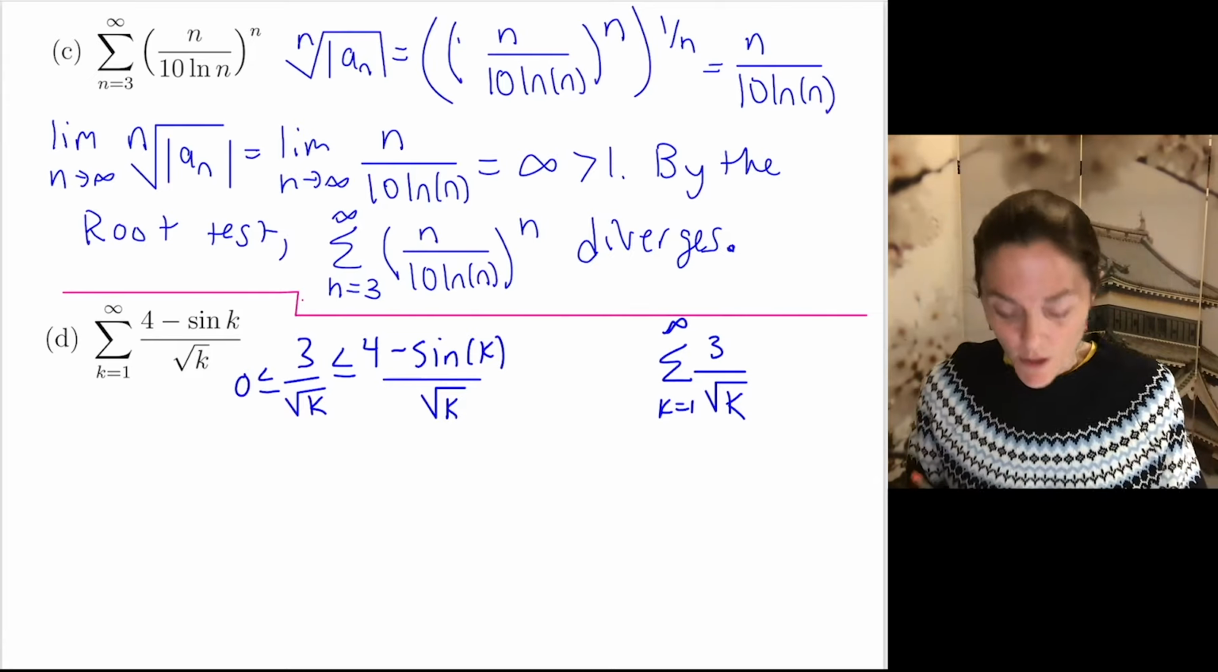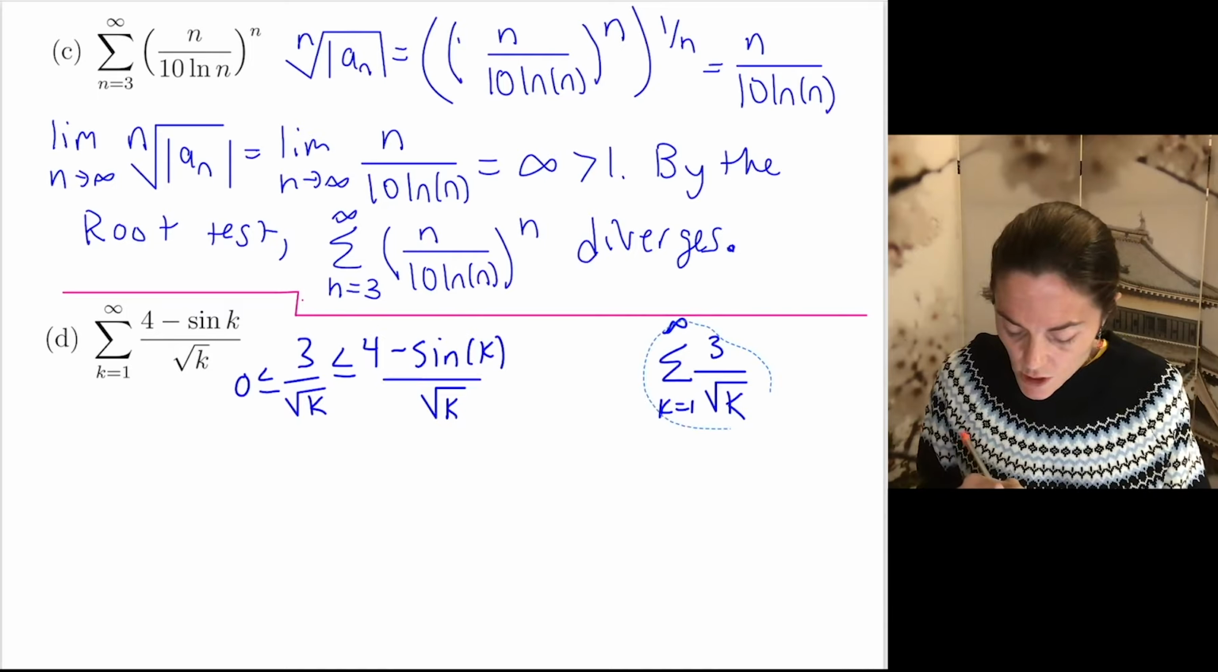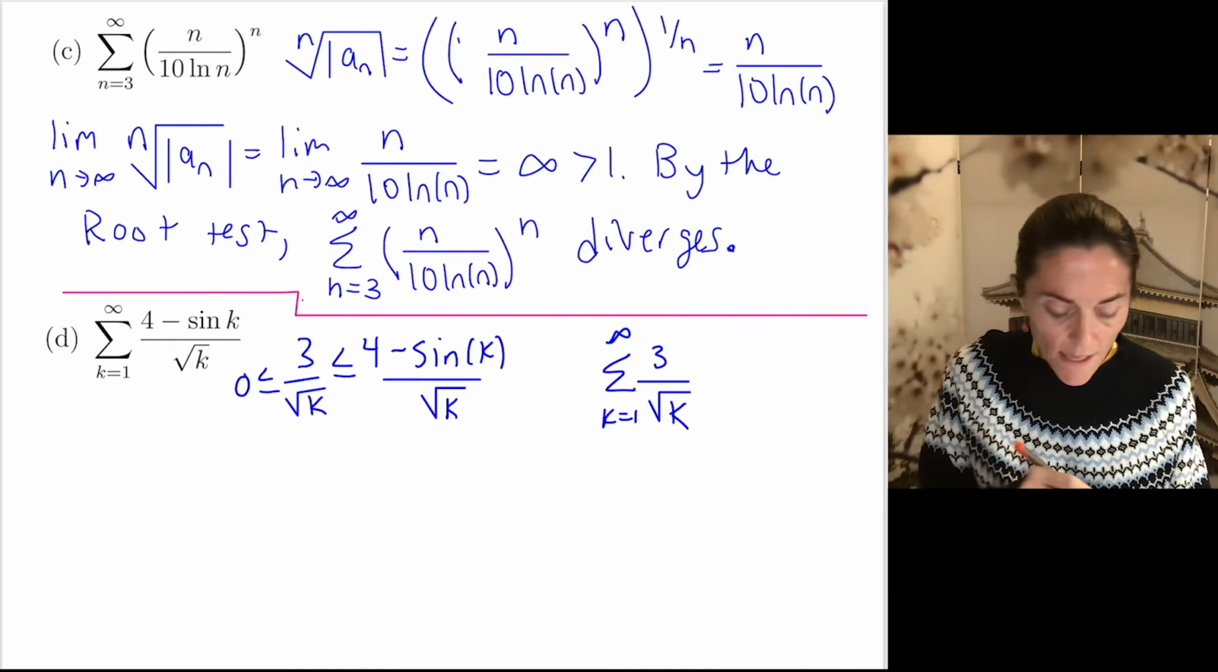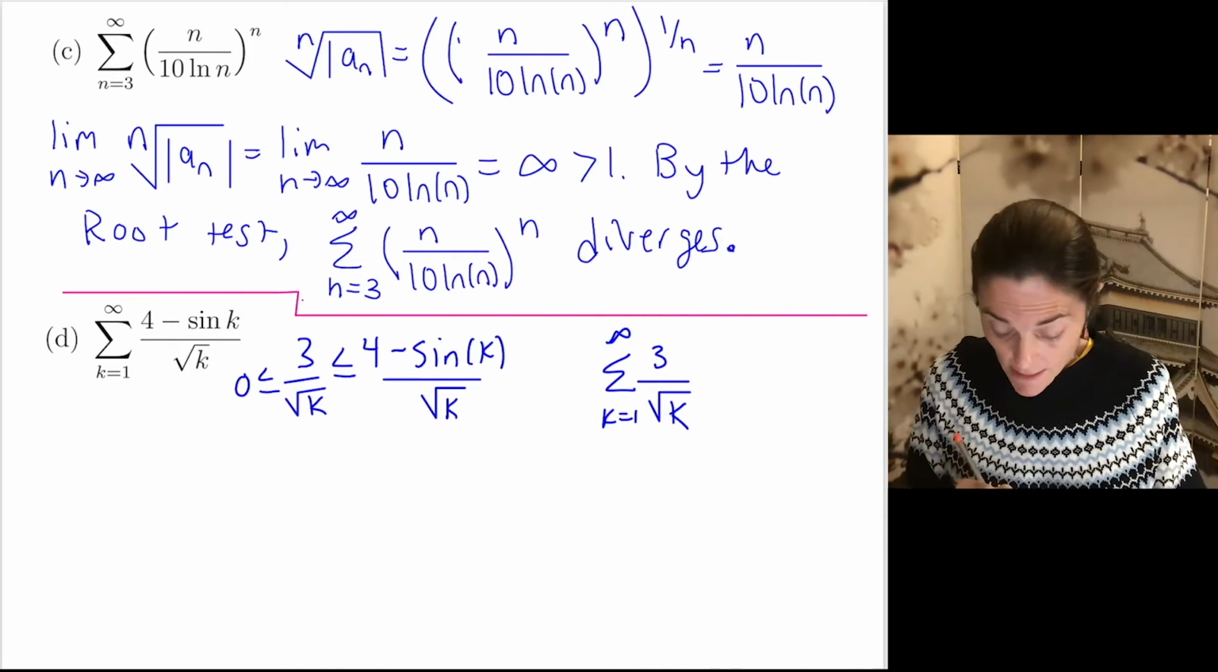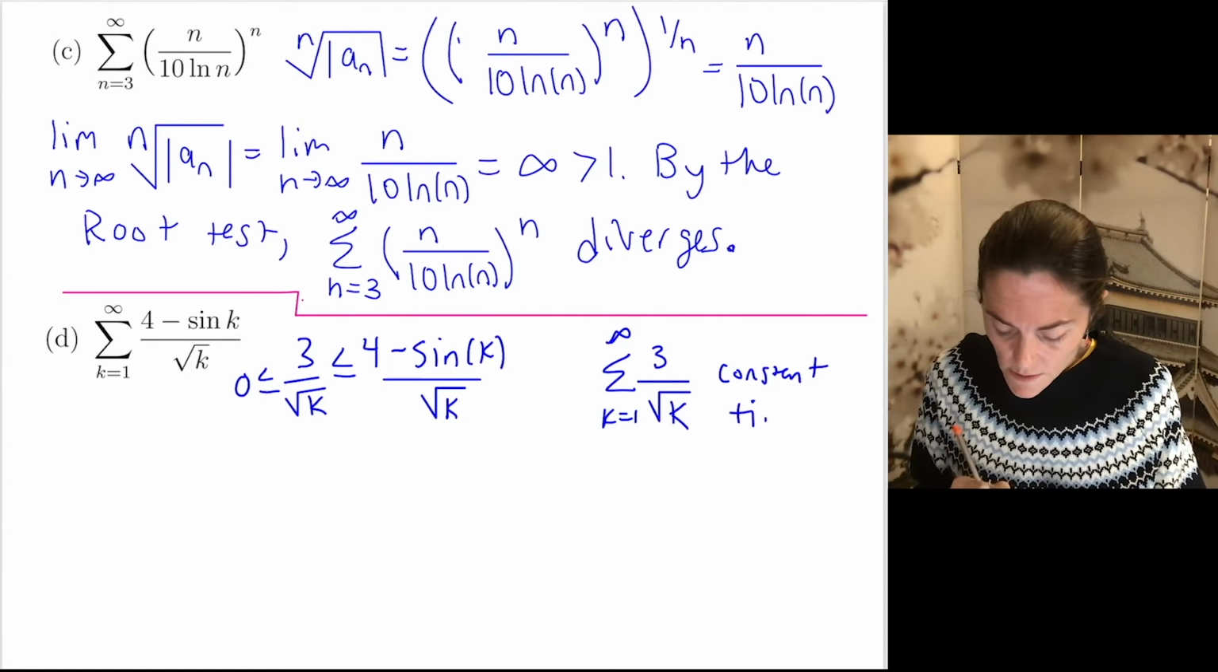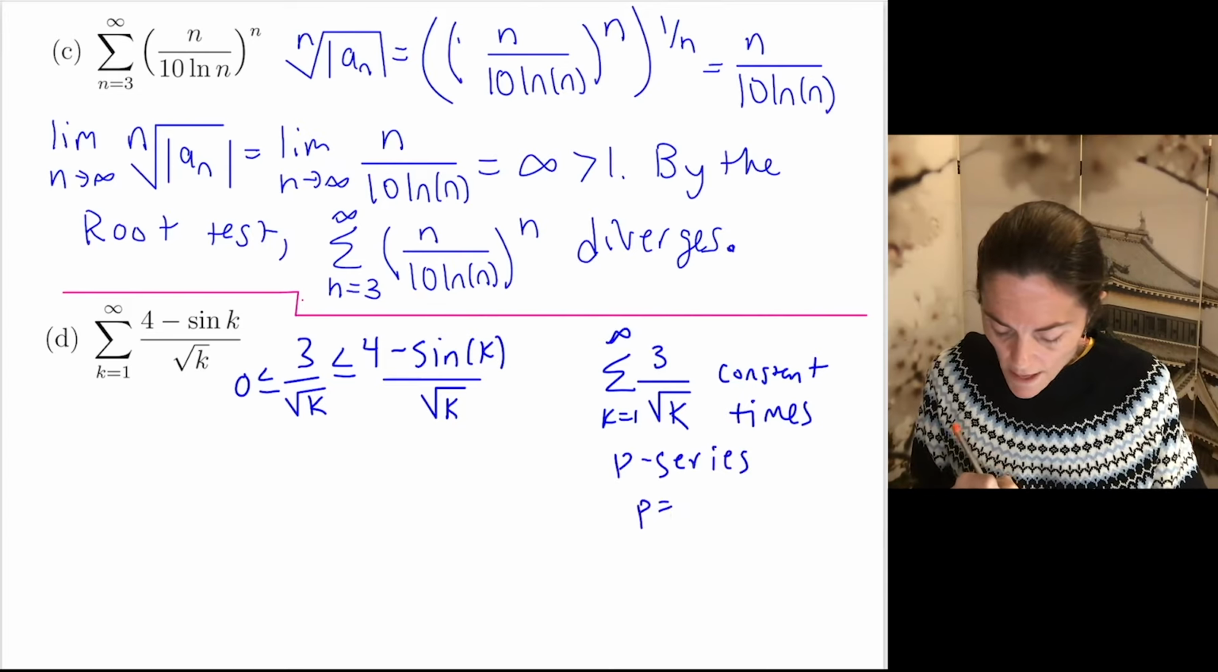Now everything is set up perfectly. What I need to just do is justify what I said verbally. It's that this is a constant times a P series, where P is 1/2, less than or equal to 1, diverges.